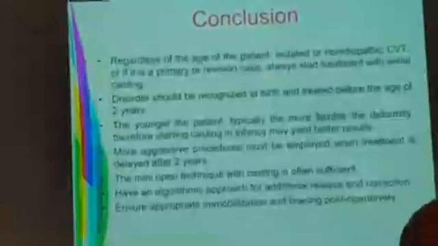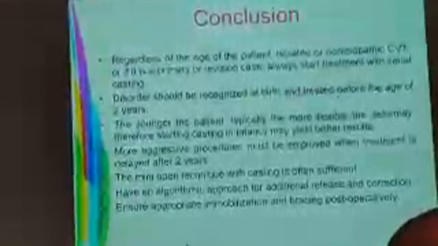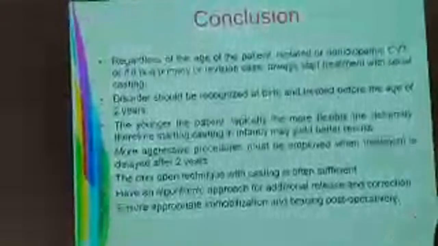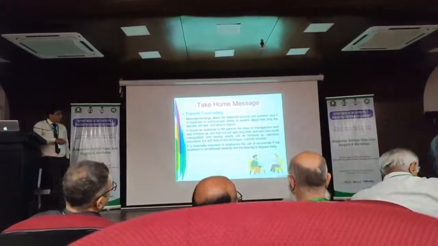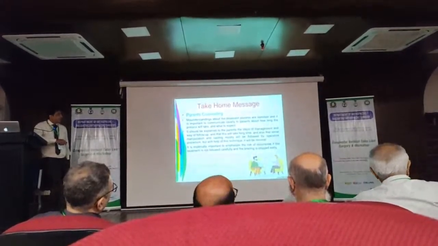Regardless of the age of the patient, whether primary or revision, always treat. Disorders should be recognized at birth and treated before the age of 2 years. The younger the patient, typically the more flexible the deformity. A more rigorous procedure must be prescribed if treatment is late. It should be explained to the parents that these steps of the management must be followed. The treatment will take a longer time.